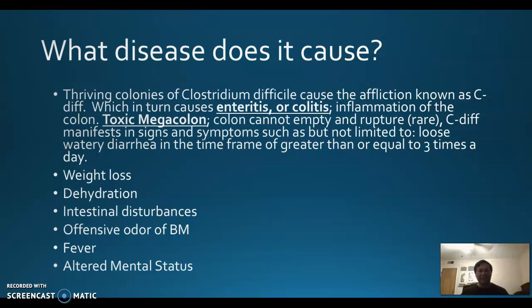So its manifestations, it manifests in signs and symptoms such as loose, watery diarrhea, and you're thinking in the time frame of usually within 24 hours, so equal to 3 times a day or more. Other presentations could be weight loss, dehydration, intestinal disturbances. It also is known to have a very strong offensive odor in human fecal matter. Also, there's fever and altered mental status.